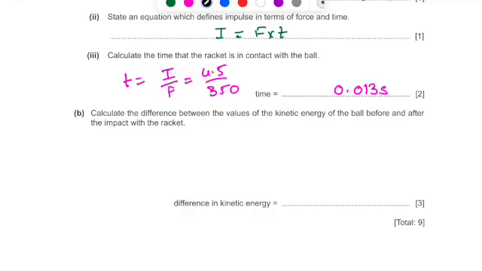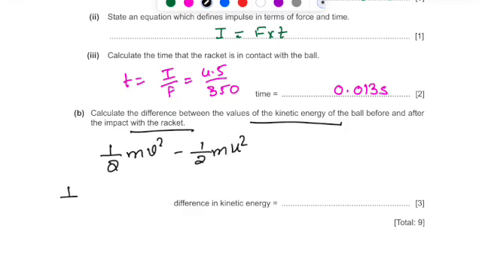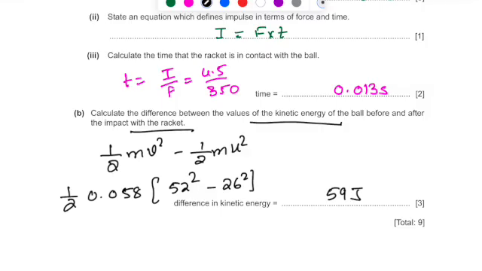Difference between the values of the kinetic energy before and after the impact of the racket. So half mv square minus half mu square. Half times m, 0.58, whole times 52 square minus 26 square. Simplify that, you should be getting 59 joules. That's going to be the answer. That completes question number 10.